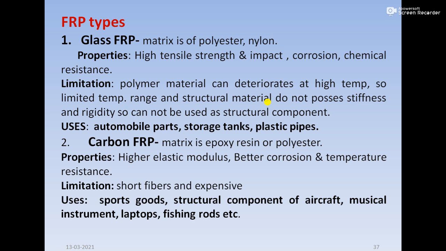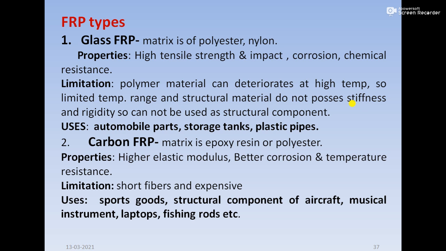Next, there are two types. One is glass FRP. So in that, matrix phase is used as either polyester or nylon. So properties, glass FRP is having high tensile strength, impact, corrosion and chemical resistance. But the limitations are there, that is polymer material can deteriorate at high temperature, so limited temperature range, and structural material do not possess stiffness and rigidity, so cannot be used as a structural component. So those are the limitations, and we can use glass FRP in automobile parts, storage tanks and plastic pipes.